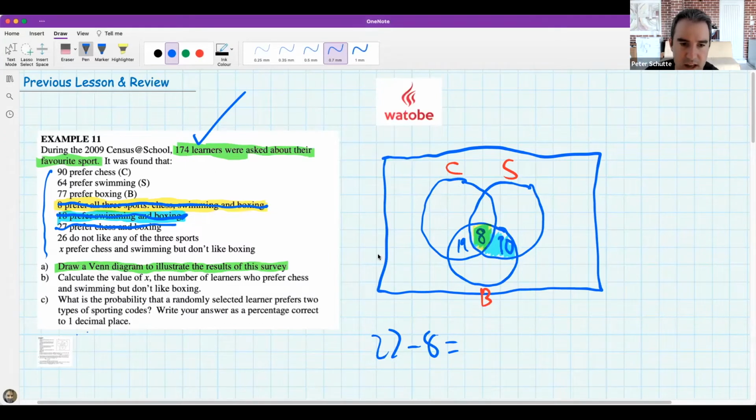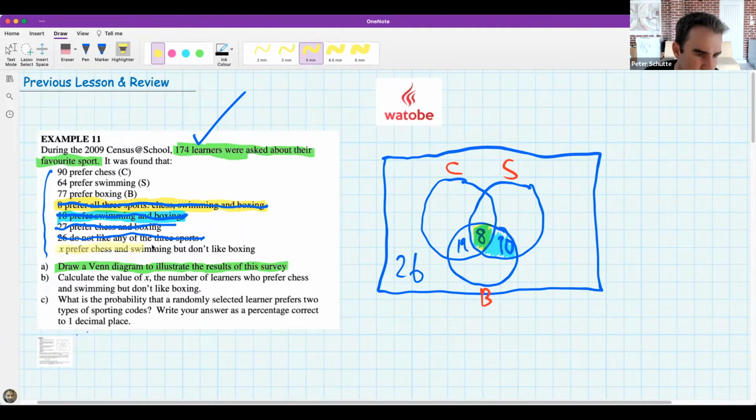Outside of the circles, in the box, but outside the circle. Aha. Is that what you saw, the 26 appearing? Would you agree with that? Yes, sir. Perfect. Now, while I've got you, there's this X thing over here. Do you know about this? X prefer chess and swimming, but don't like boxing. What do I do with that X?